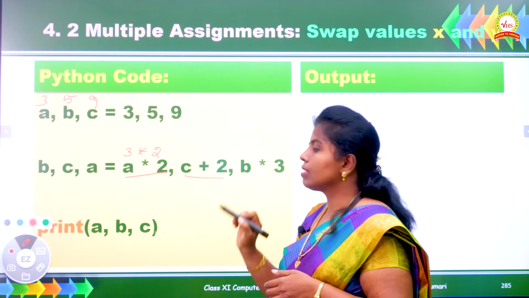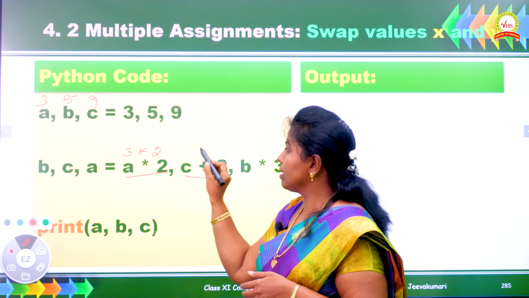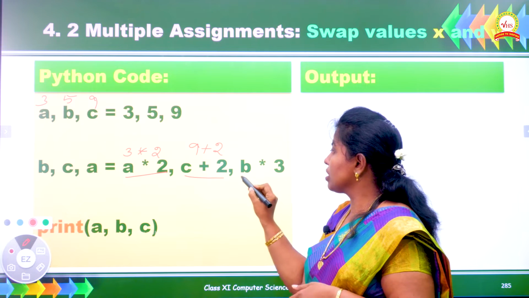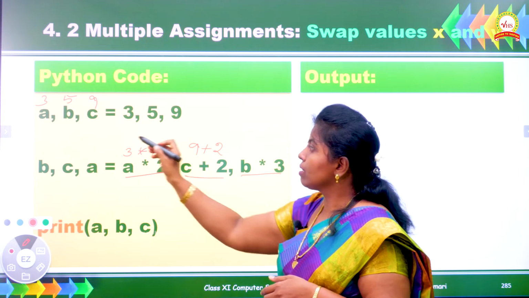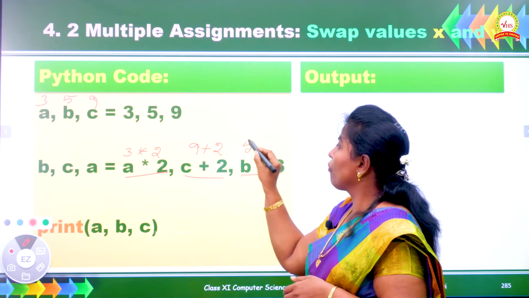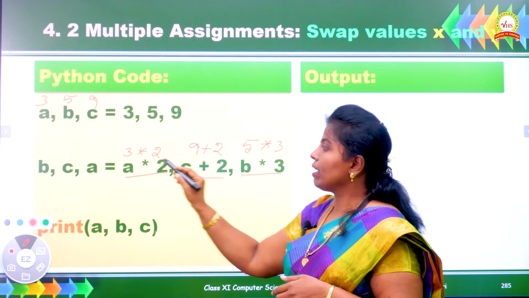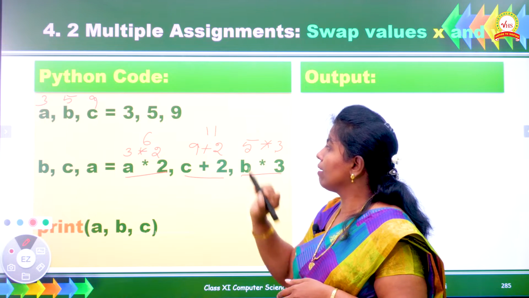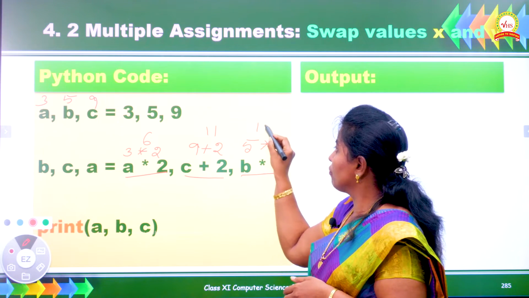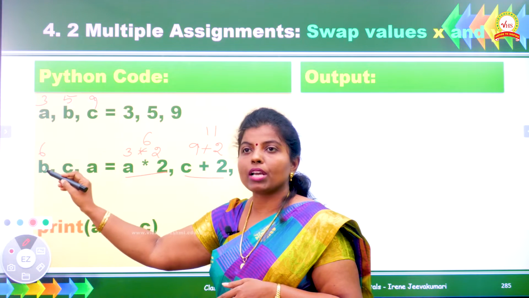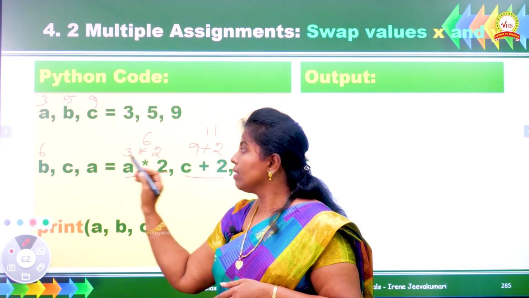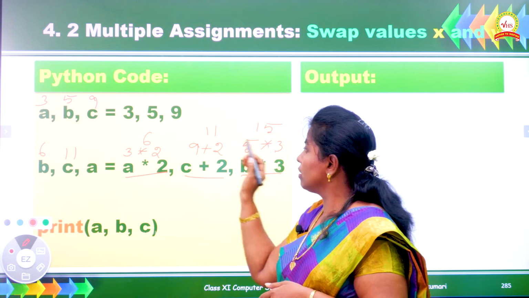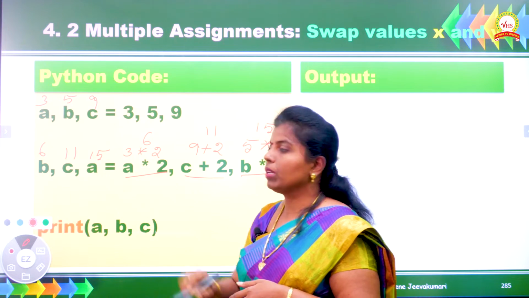And the second one, c plus 2. What is the value of c? That is 9. So 9 plus 2 we have to evaluate here. And the third expression is b multiplied by 3. What is the value of b? That is 5. So 5 multiplied by 3. When we evaluate, 3 multiplied by 2 will be 6, 9 plus 2 will be 11, 5 multiplied by 3 will be 15. So the first value 6 will be assigned to the variable b, the second value 11 will be assigned to the variable c and the third value 15 will be assigned to the variable a, right?